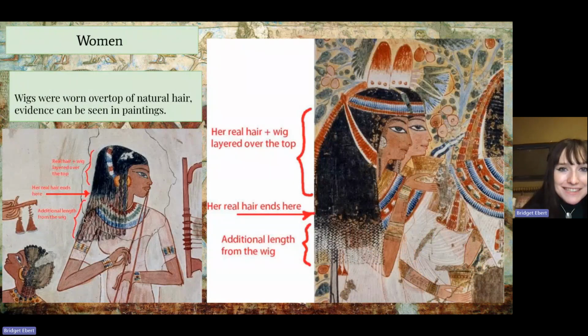Okay. And this is actually showing a really close-up depiction and representation of wigs being worn over top of natural hair. So this evidence is seen in paintings. I have it highlighted. Her real hair and the wig is layered over top. The real hair ends here, and then there's that additional length of the wig. So it's almost like extensions in a way.